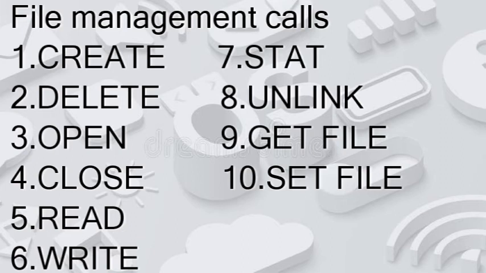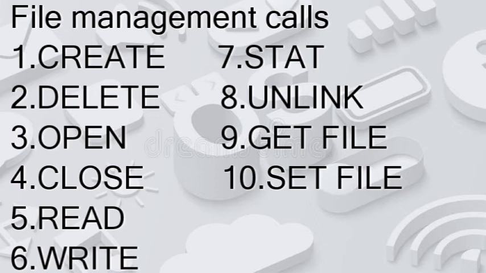Number one, file management call. What will a file management call include? Number one, it will create the file. Number two, delete, then open, then close, then we can read, write, we can get to know the status of that file, we can unlink the file, get file attribute, and set file attribute. So these are some of the calls that the system will perform in the file management call.